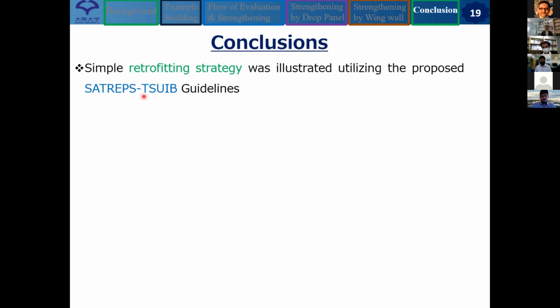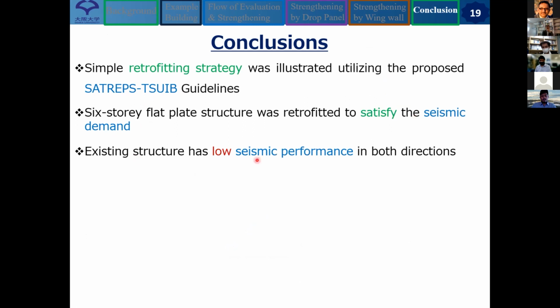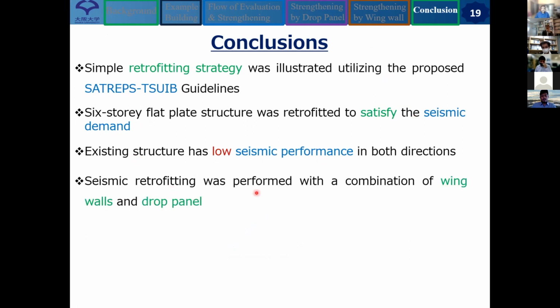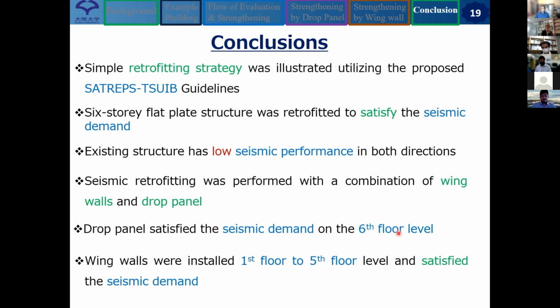Conclusion remarks. A simple retrofitting strategy was illustrated utilizing the proposed SATREPS-TSUIB guidelines. A 6-story flat plate structure was retrofitted to satisfy the seismic demand. The existing structure has very low seismic performance in both directions. Seismic retrofitting was performed with a combination of wing wall and drop panel. The drop panel satisfied the seismic demand on the 6th floor level, and the wing wall satisfied the 1st floor to 5th floor levels. So thank you very much for your kind attention.